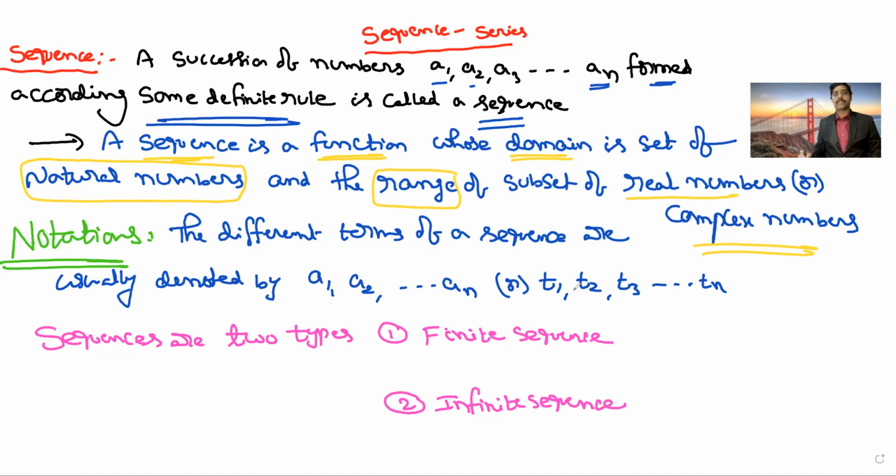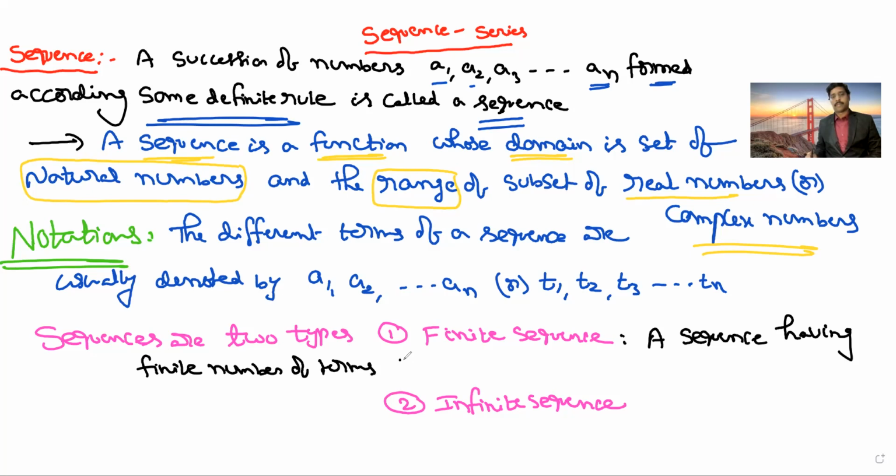What is the finite sequence? A sequence having finite number of terms. I give one example: 1, 3, 5, 7, 9, 11. A sequence having finite number of terms is called finite sequence.